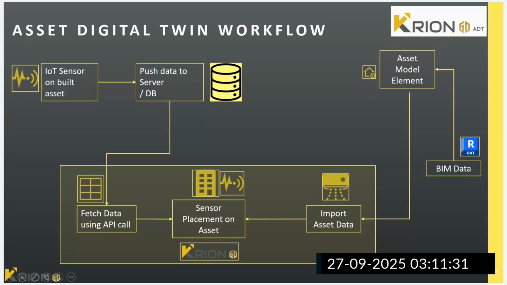This asset model element that we gathered from BIM is imported into the Crayon 60 platform, and the data that is being stored from the IoT sensors onto the database is also fetched into Crayon 60 using API calls. This information coming from BIM and IoT is integrated as a sensor placement on each asset. So this is the entire workflow of the ADT. We have the IoT at one end, we have the BIM model at the other end, and these two pieces of information are collated and managed efficiently within a platform like Crayon 60.